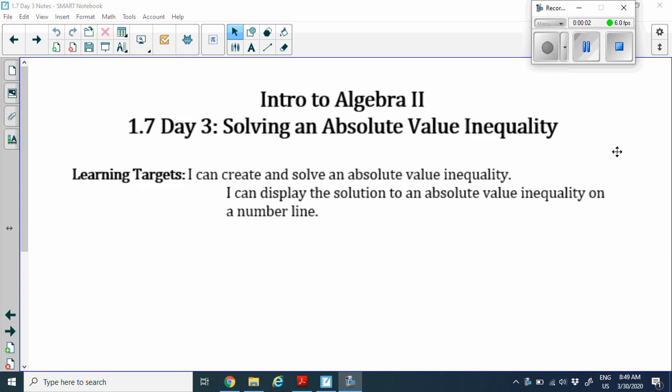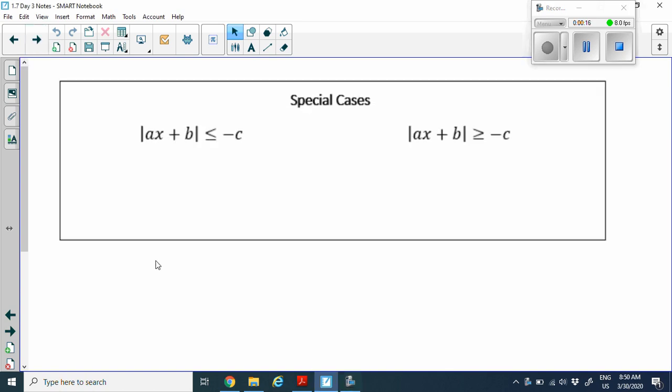Okay, so here are the notes for 1.7 day 3. We are continuing with solving absolute value inequalities, but today we're going to be dealing with some of the other information or special cases here. So the two special cases we have is when our C value is negative.